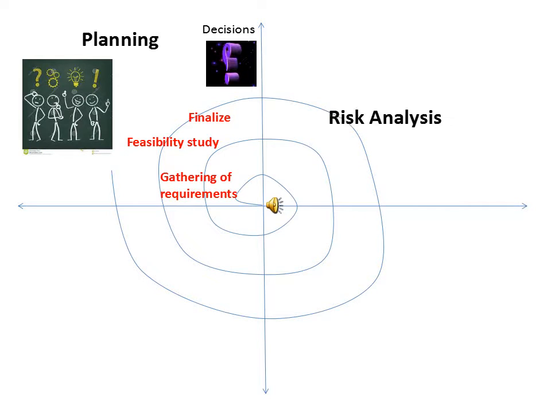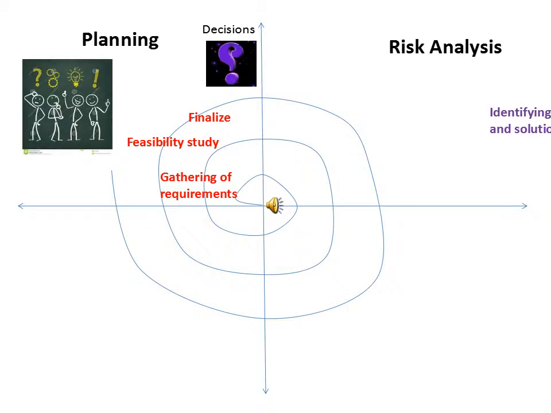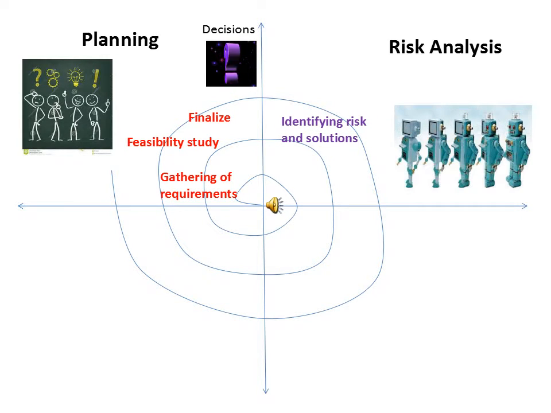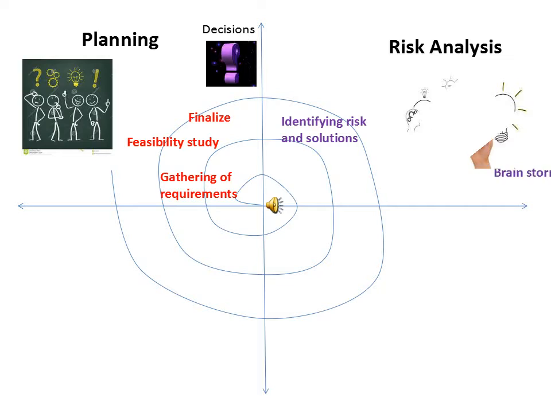In the risk analysis phase, a process is undertaken to identify risk and alternate solutions. A prototype is produced at the end of the risk analysis phase. If any risk is found during the risk analysis, then alternate solutions are suggested and implemented. Requirements are studied, and brainstorming sessions are done to identify the potential risk.